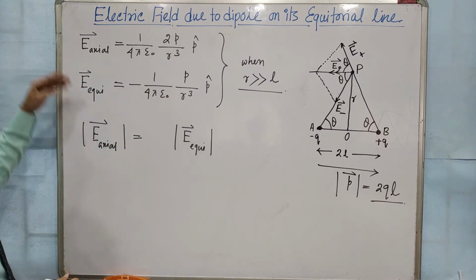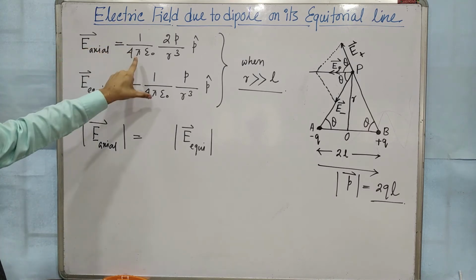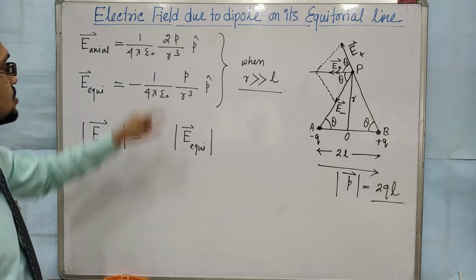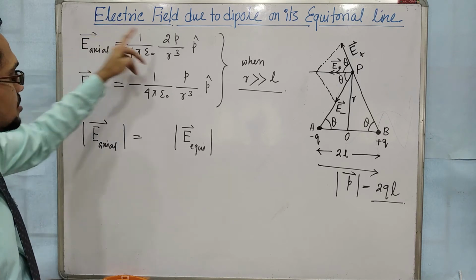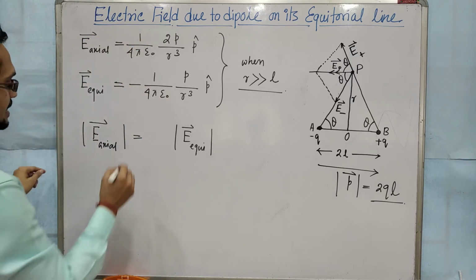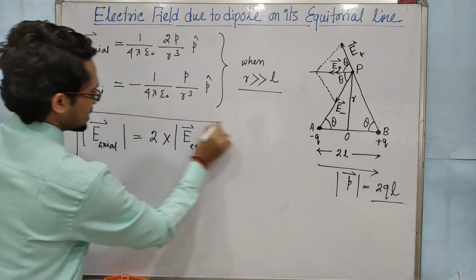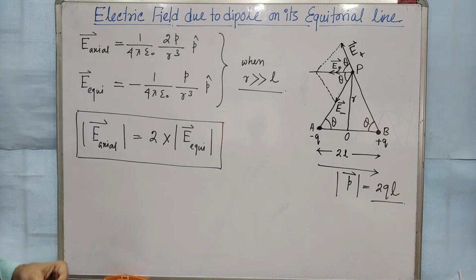How to find it? Just divide axial by equatorial. These two will cancel out, P cancels out, r cube cancels out, only 2 will remain. So E axial by E equatorial is only 2. That means E axial equals 2 times E equatorial. This is the relation between their magnitudes.